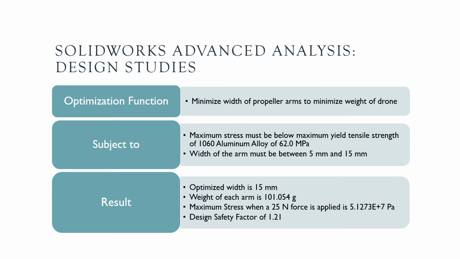The next analysis function is design studies or optimization. The goal of the study is to minimize the width of the propeller arms and minimize the drone's weight. The requirements were set to be a maximum stress of less than 62 megapascals and the arm width set to be between 5 and 15 millimeters. The result was the optimized width of 15 millimeters, with an arm weighing 101.054 grams and a maximum stress of 5.1273 times 10 to the power of 7 pascals and a safety factor of 1.21.